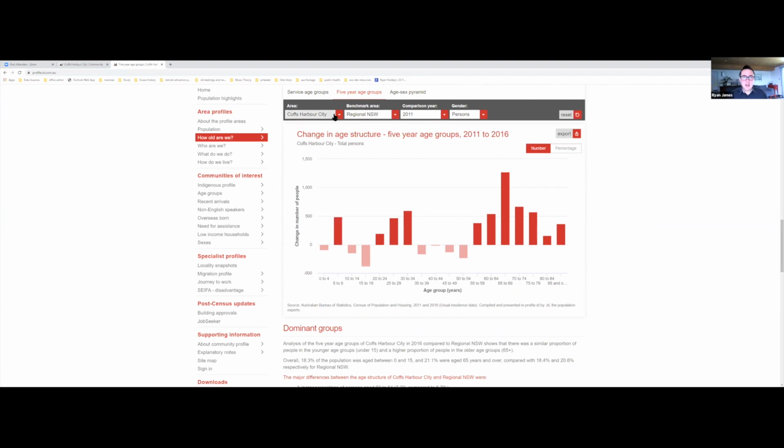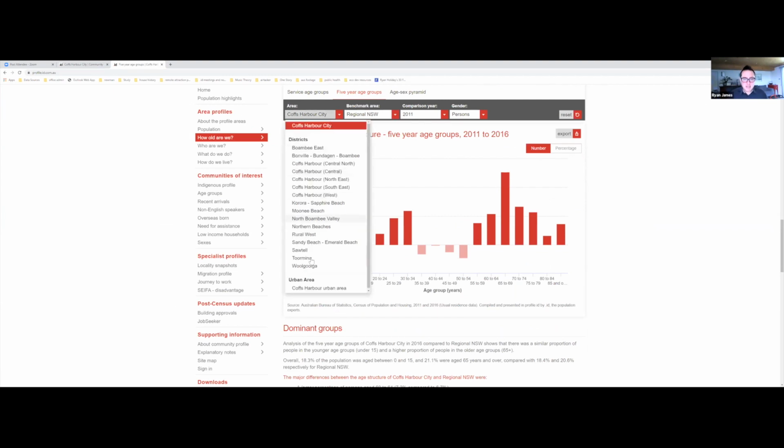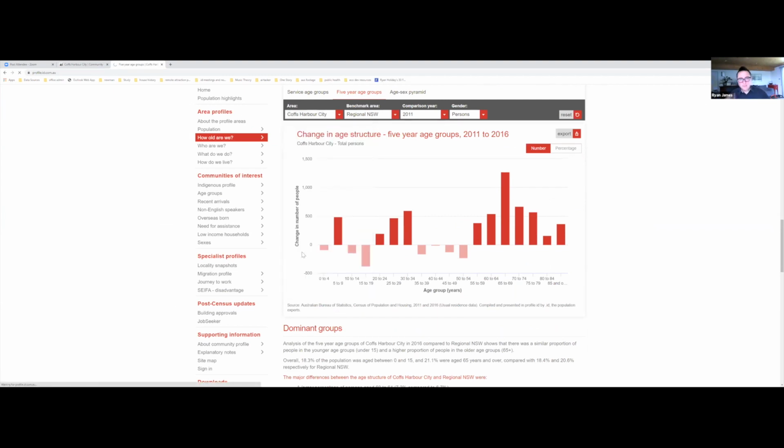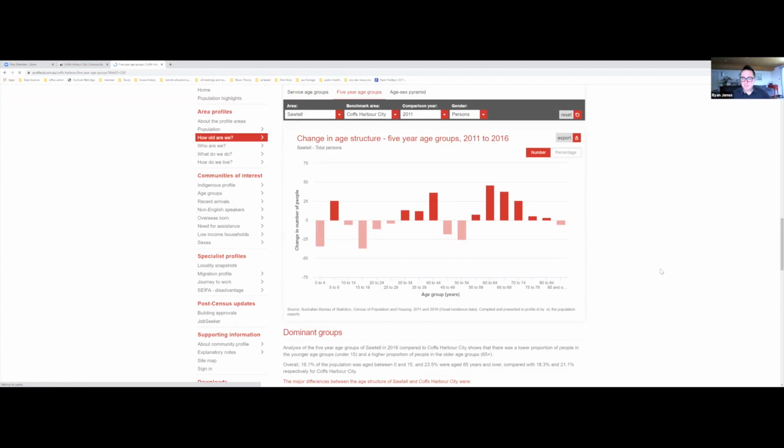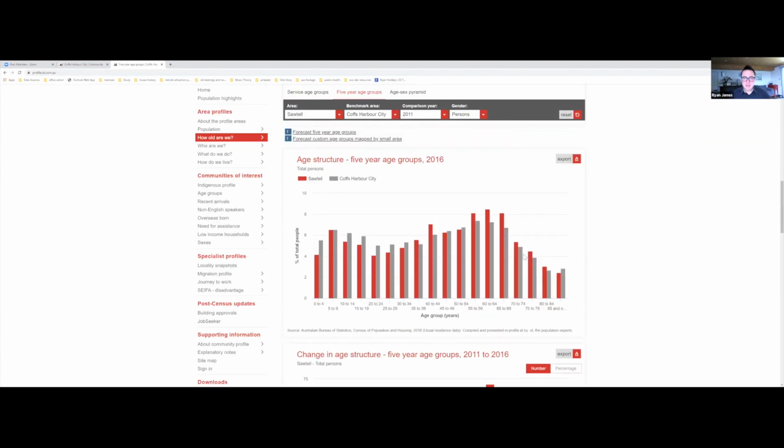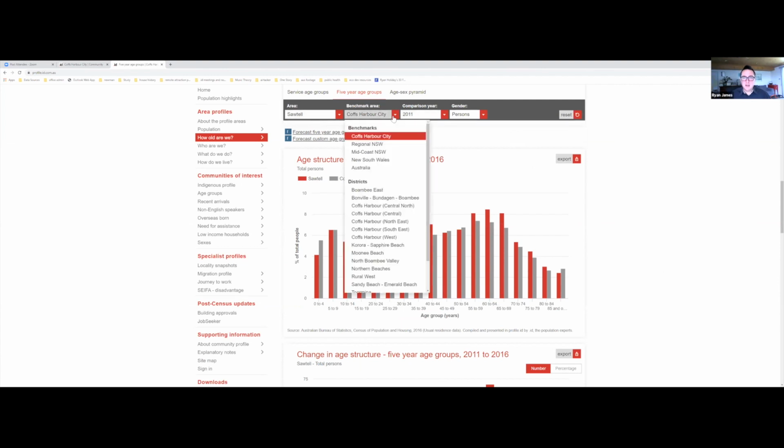I can then go to this drop down and I can choose an area. So Sawtell, I can see that the shape of that is about this. I can compare Sawtell and the whole of the council area, or I can compare to another suburb. Let's look at Sawtell compared to Coffs Harbour Central.